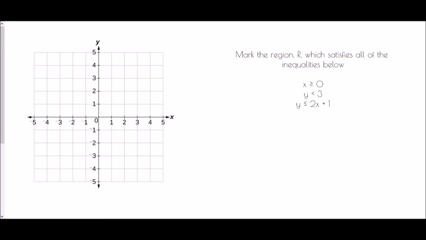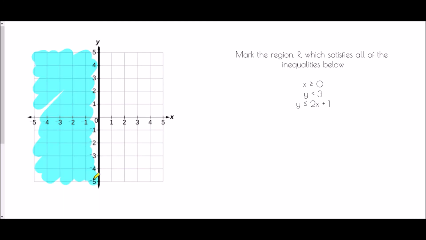So the first one is x greater than or equal to 0, so again that is a solid line, and the line must go through x at 0. We want x to always be greater than 0, so I'm going to shade out everything which does not work, which would be everything to the left.